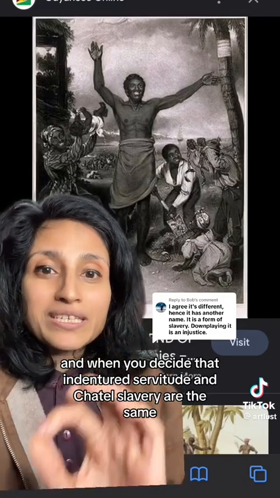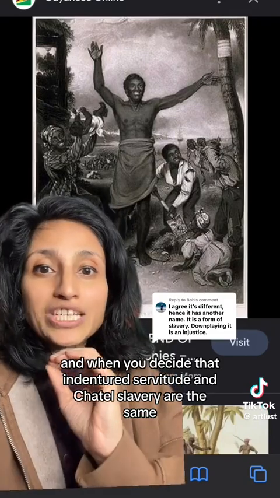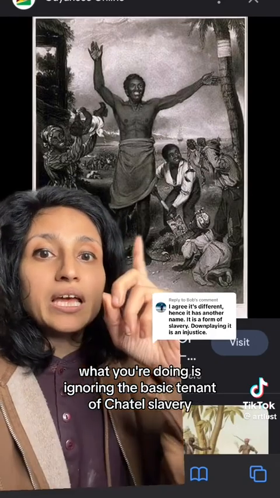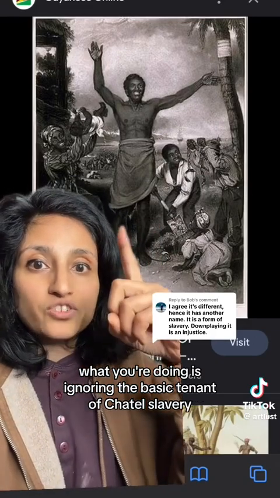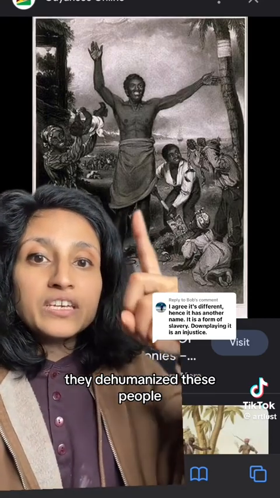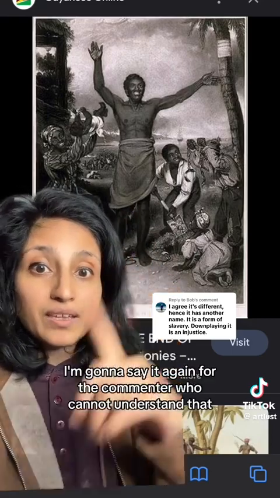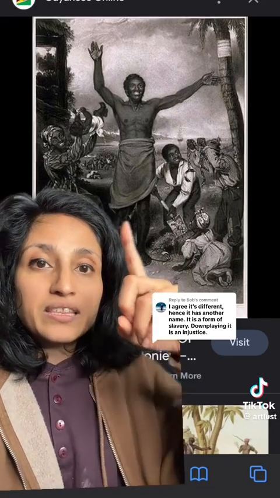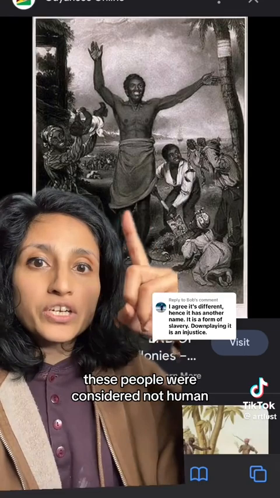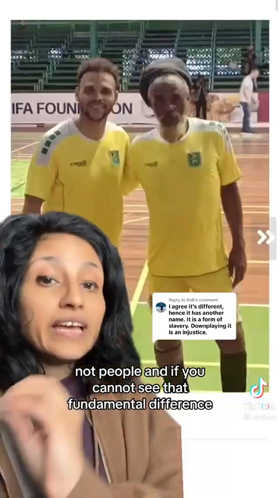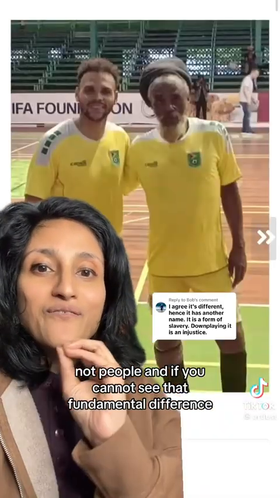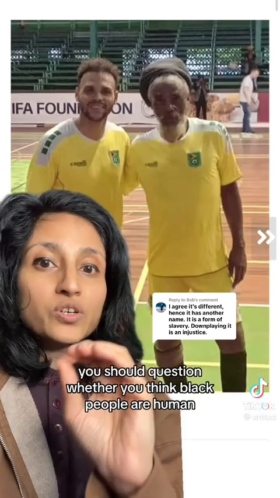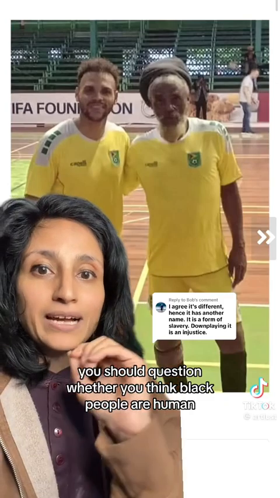And when you decide that indentured servitude and chattel slavery are the same, what you're doing is ignoring the basic tenet of chattel slavery. They dehumanized these people. I'm going to say it again for the commenter who cannot understand that. These people were considered not human, not people. And if you cannot see that fundamental difference, you should question whether you think Black people are human.